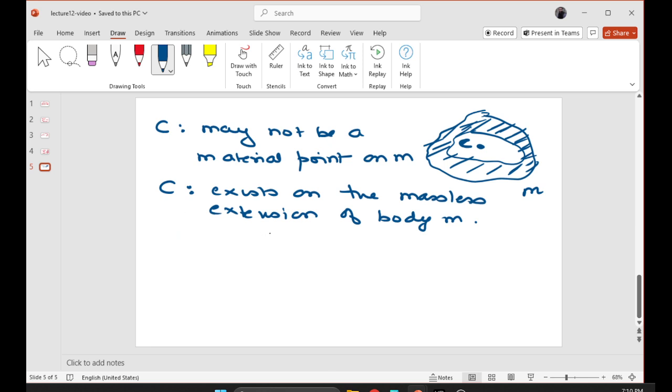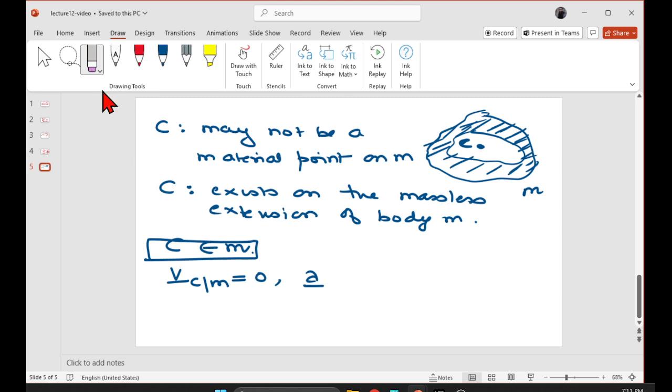Whether C exists on the massless extension or on a material point of M, we will still use the symbol C belongs to M. When C belongs to M, mind you that the velocity of the center of mass with respect to that body itself will always be 0, and the acceleration of the center of mass with respect to the same body will always be 0. Wherever the body goes, the center of mass goes with it.